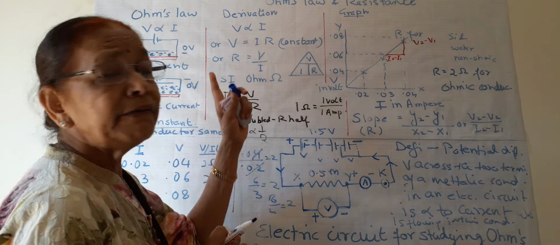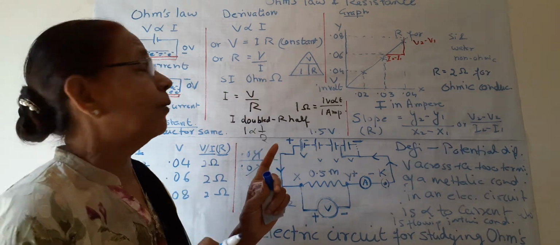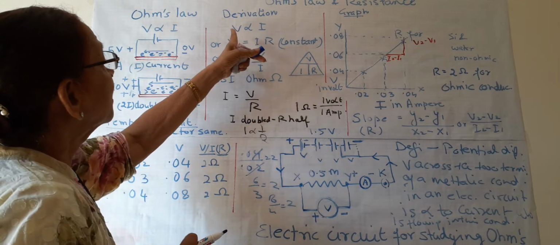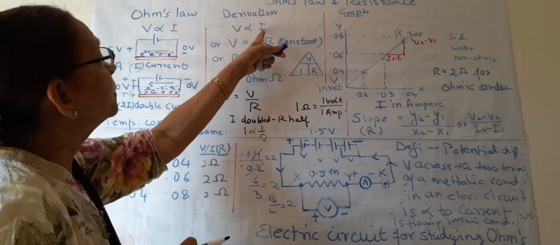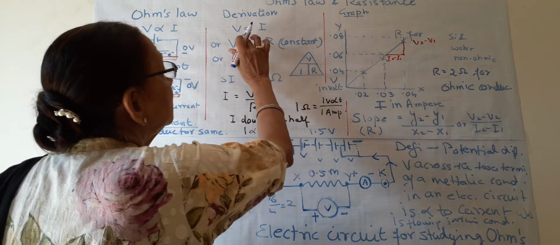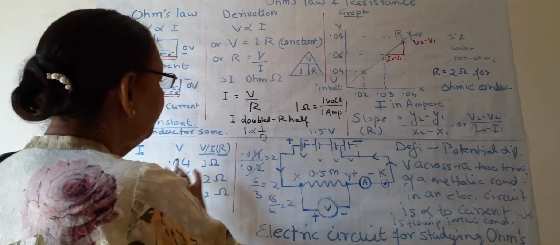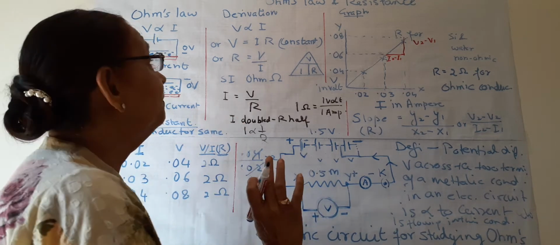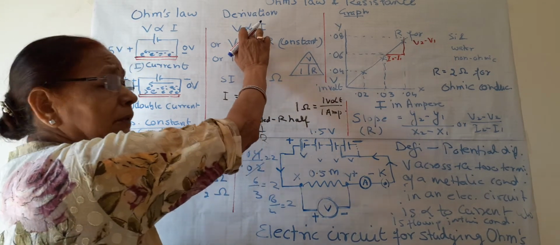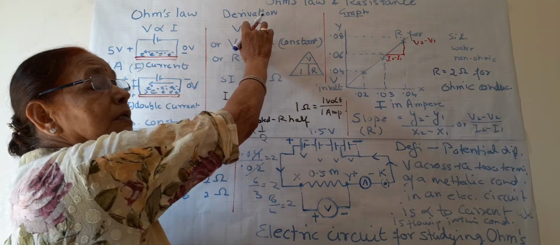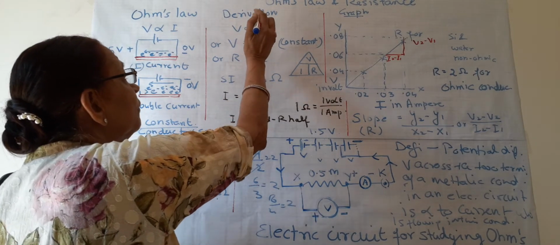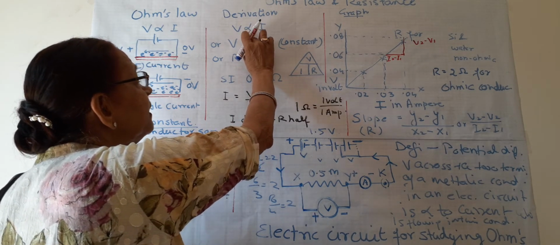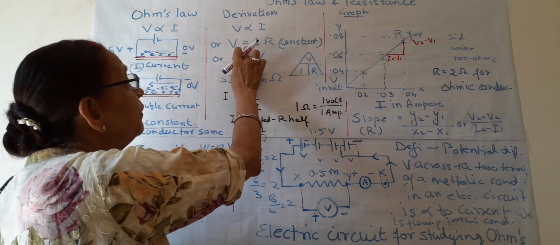Now we will derive the formula of Ohm's law. This is the derivation of the formula for Ohm's law. We know V is directly proportional to I, which is given by Ohm, and we have seen this using this experiment and this table. Now this is the sign of proportionality. All of you know, if it is to be eliminated, the sign of proportionality is to be changed with the sign of equality.